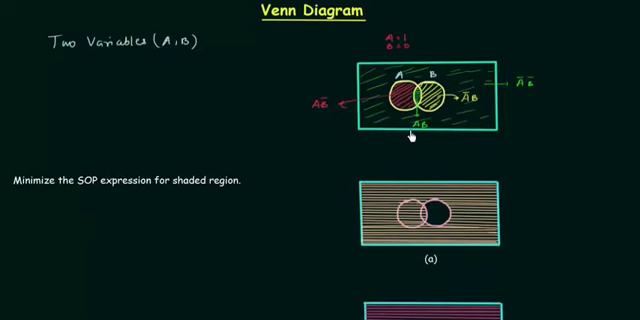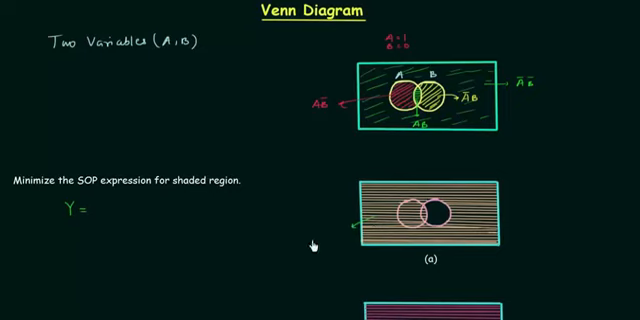I'm not going into much depth because I hope you have already studied these things in your school. You have an intuition on Venn diagrams. We will directly solve a few problems. The first problem you can see, we have to minimize the SOP expression for the shaded region. So let's try to find out the minimized SOP expression.